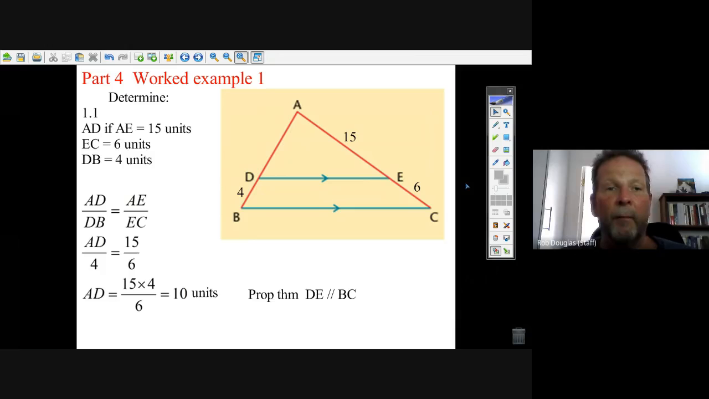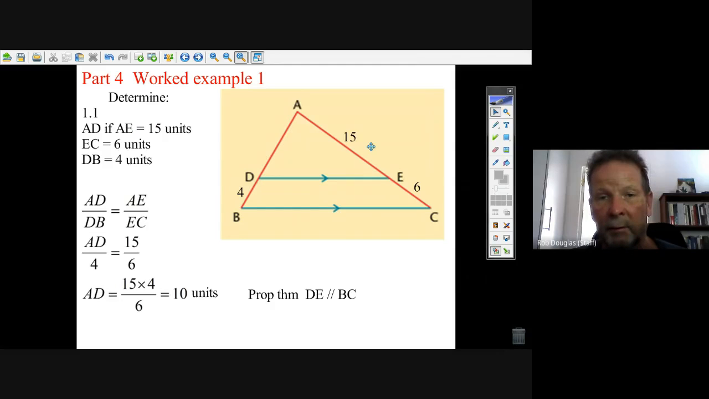Okay, now this is part 4. We're going to take a look at worked example number 1. They give you this triangle here, ABC, with a parallel line DE across it, and then they say, can you find AD if you let AE equal 15?